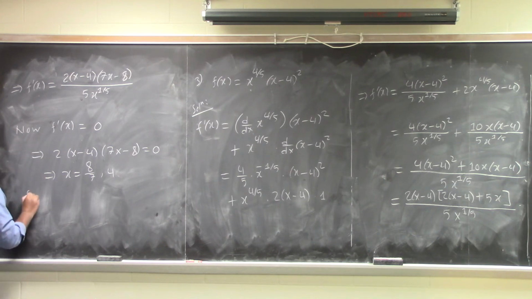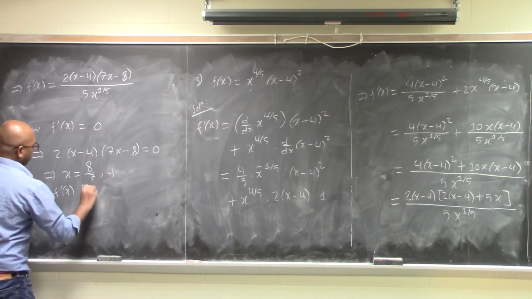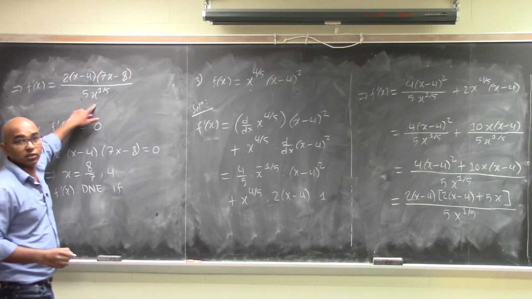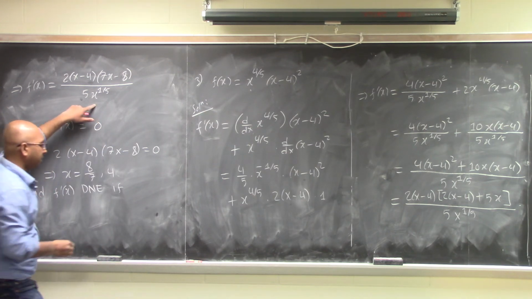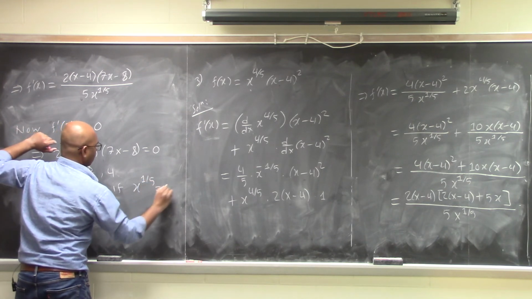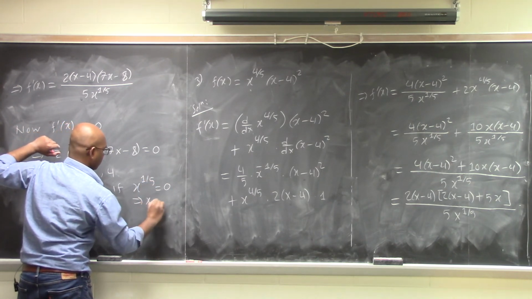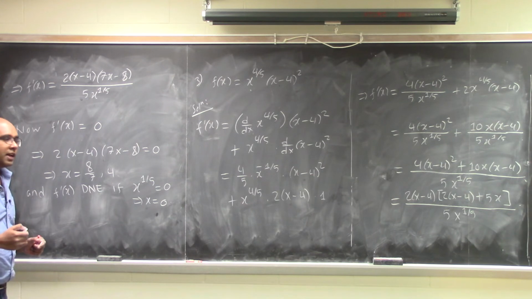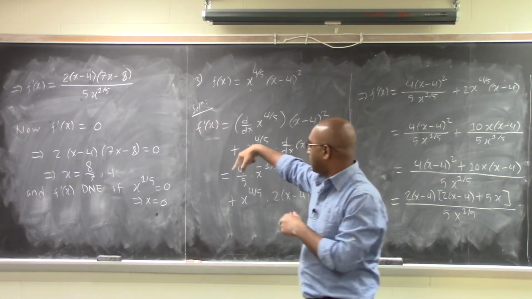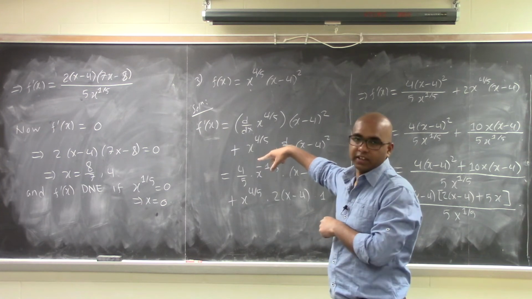And when does the derivative fail to exist? If my denominator vanishes, right? So that means if x to the power 1/5 is 0, which means x equals 0. Okay. Now, which numbers among those three are critical numbers?